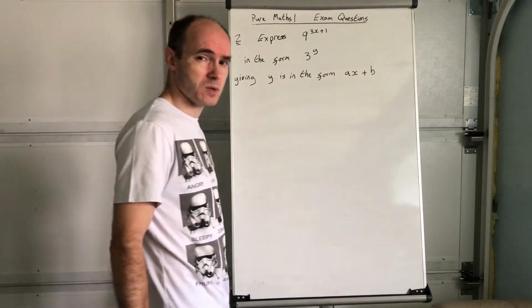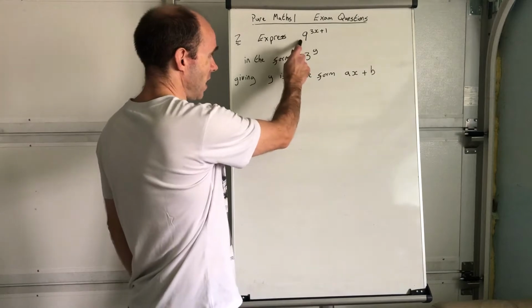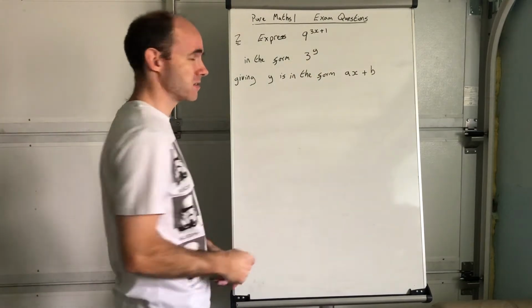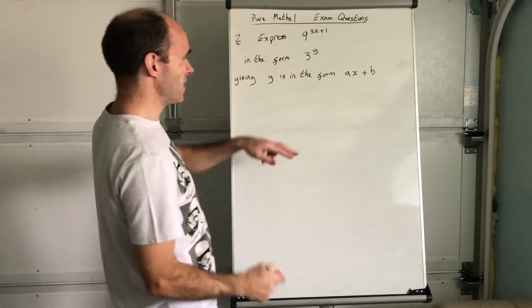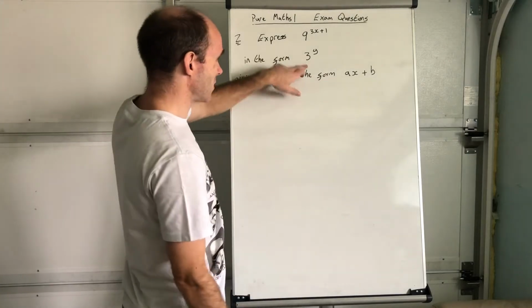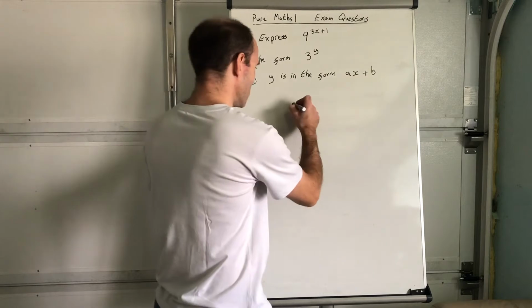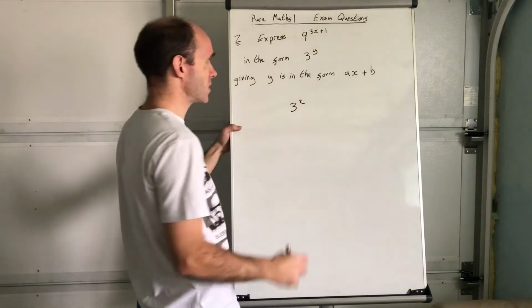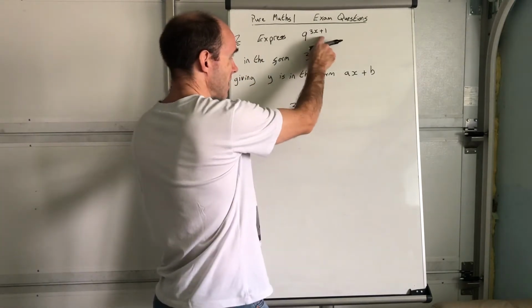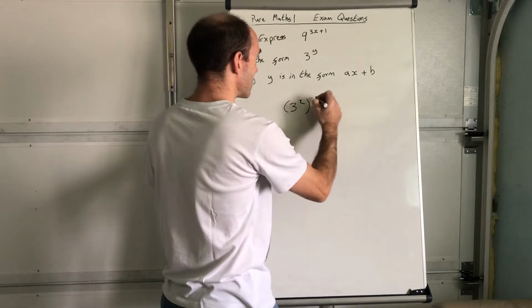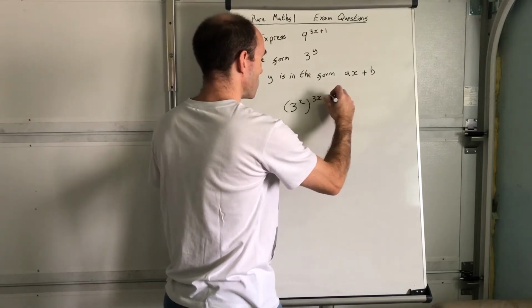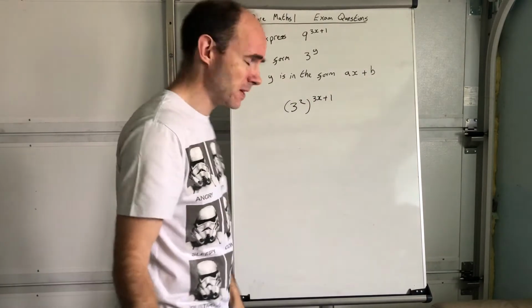So what you need to do is think, how are you going to rewrite 9 to the power of something as 3 to the power of something? It's quite simple. What is the relationship between 9 and 3 in terms of indices? 9 is 3 squared. So I'm just going to write that down. 9 is the same as 3 squared. So I can write that as 3 squared to the power of 3x plus 1. And that's your first step.